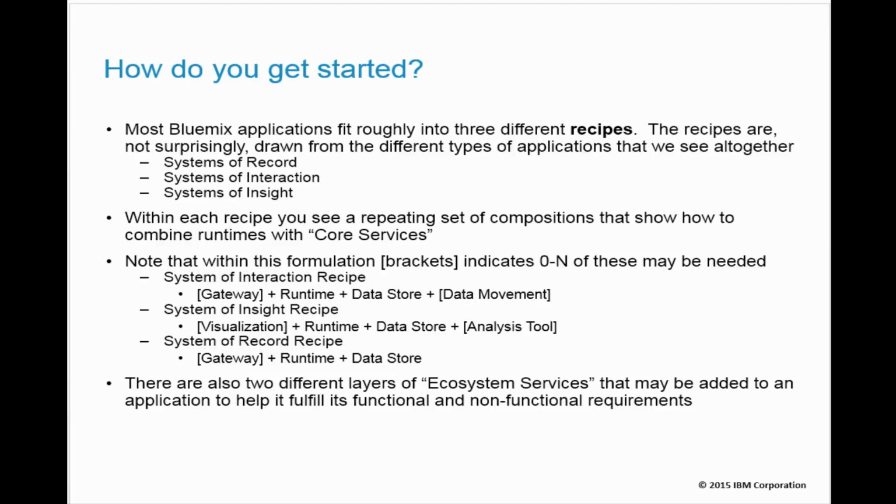But a system of interaction recipe is really simple. At its heart, most of them just have a Bluemix runtime, like a Java runtime or a Python runtime, and one or more data stores. Optionally, they can have other things added onto them too, and we'll talk about what those optional things are later. But one is the notion of a gateway, which is a way of getting data in and out of the Bluemix environment, and then sometimes a data movement tool, which is the idea of being able to change data or move data from one place inside Bluemix to another place inside Bluemix.